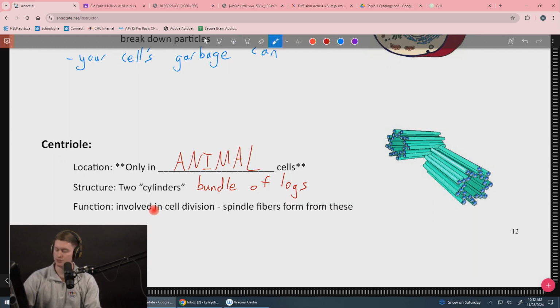The purpose is for cell division. This is for animal cell division. Plant cells don't need these to divide because they actually grow a new cell wall in the middle, but animal cells use these bundles of protein to help pull apart the two new cells during division.